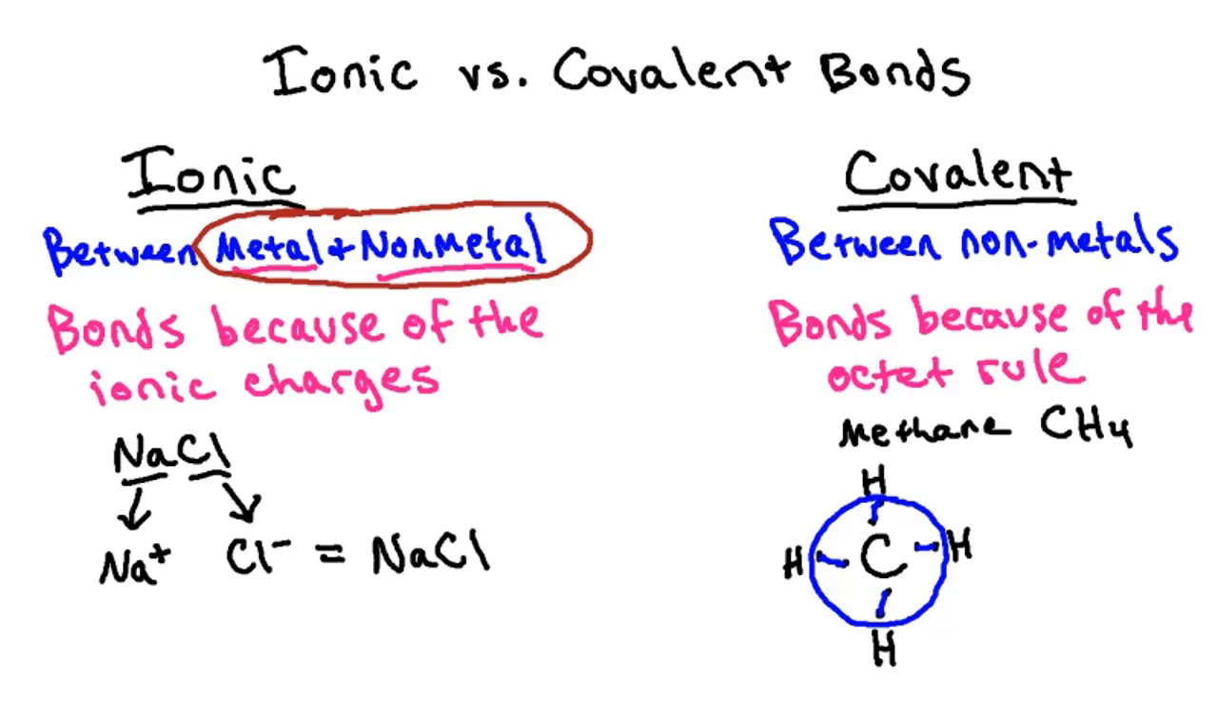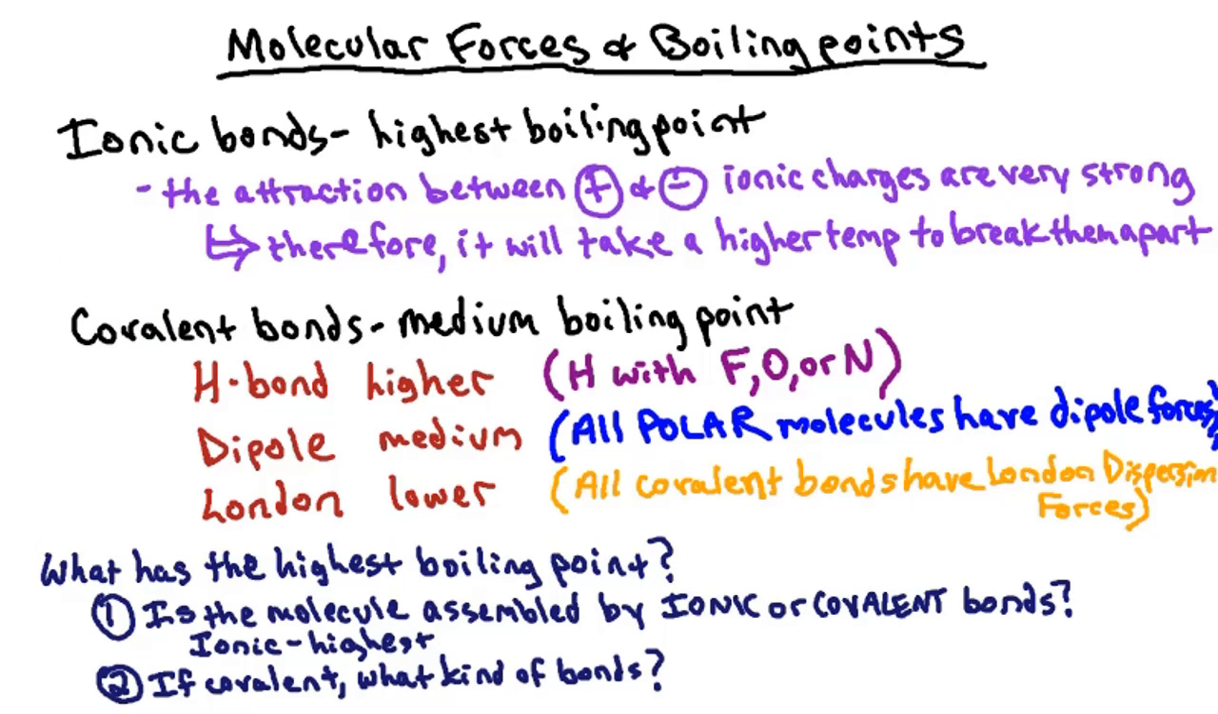If you see 2 nonmetals together, you can safely assume that that's going to be a covalent bond. Okay, so now that we are straight on what an ionic bond is versus a covalent bond, now we can start talking about boiling points.